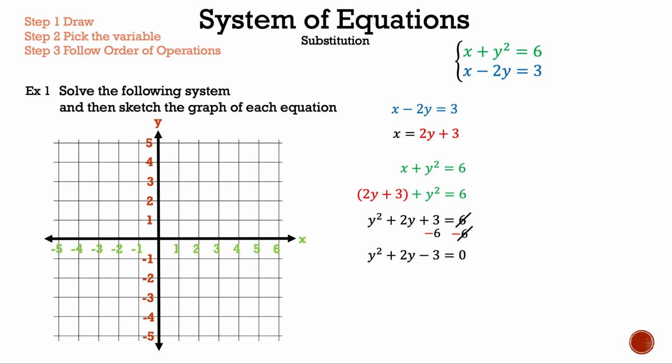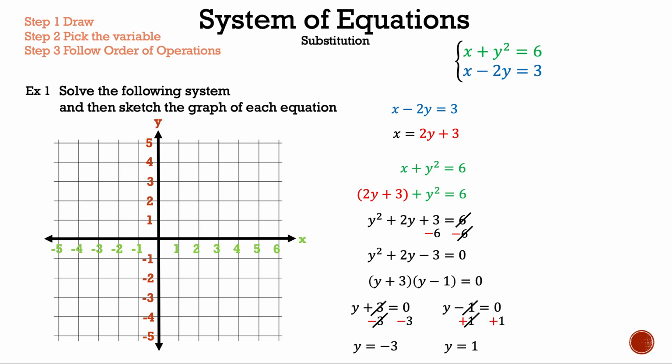There are multiple ways to continue. One way is a quadratic formula, but luckily for us, this is factorable. So y squared plus 2y minus 3 becomes the quantity of y plus 3 times the quantity of y minus 1. Now we can set each linear factor equal to 0. So we have y plus 3 is equal to 0, or y minus 1 is equal to 0. Let's solve y plus 3 is equal to 0 by adding negative 3 to both sides, so y is equal to negative 3. Now let's solve y minus 1 is equal to 0 by adding 1 to both sides, so y is equal to 1.